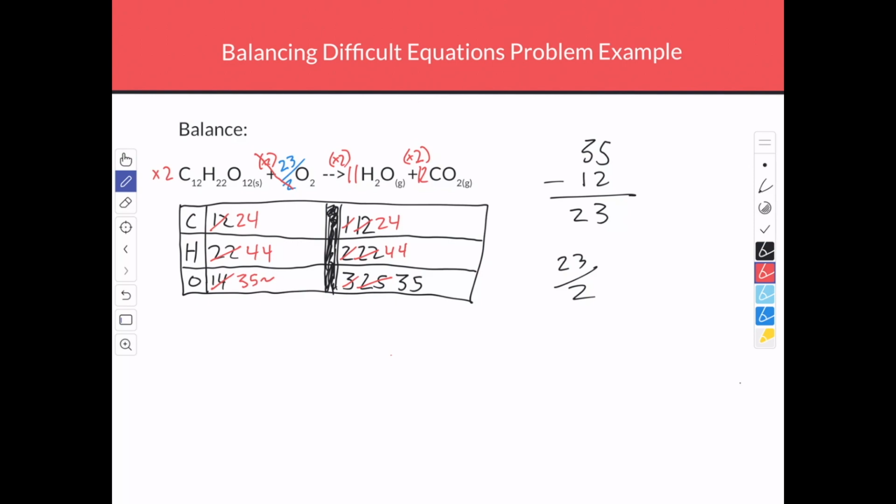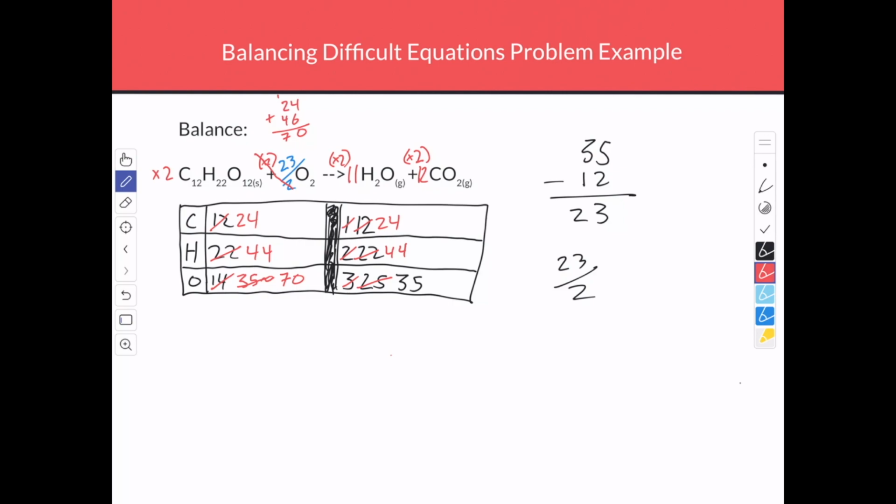Now I've got to reevaluate my oxygens. So I've got 2 times 12, which is 24, right? Plus the 23 times 2, which is 46. So 24 plus 46 is 70. Right? So now I've got 70 oxygens on both sides.